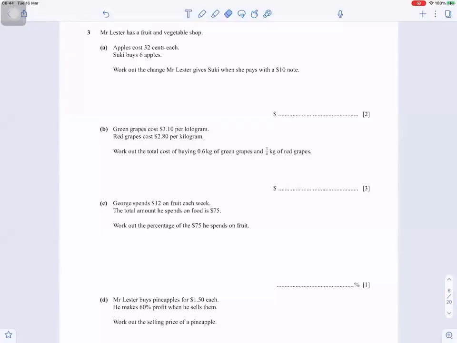So this is question number 3. 3A, 3B, 3C, 3G. You can press pause and have a go at the questions, and then you come back later and check your answers with mine.